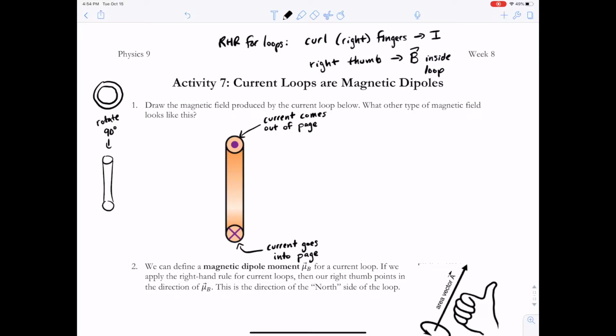So knowing this fact, what I'd like you to do is pause the video and use your right-hand rule for loops to draw the magnetic field produced by this loop shown in the figure. So you'll be drawing magnetic field lines for this loop.